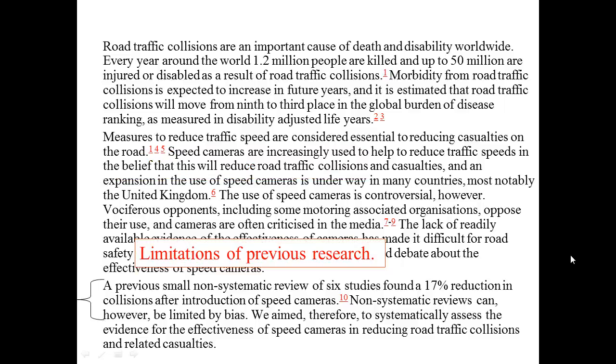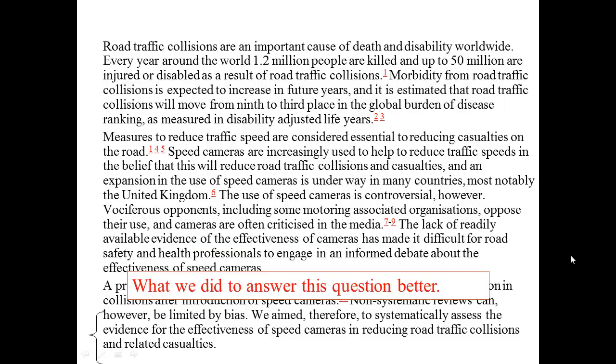And here are the limitations of previous research. Well, there hasn't been much research, and there was one small non-systematic review previously that looked at 6 studies. They did find a 17% reduction in collisions after the introduction of speed cameras, but there were probably a lot of problems with this study because it was a non-systematic review, and they tell you why non-systematic reviews might be biased. So what did they aim to do in this study? So we aimed, therefore, to systematically assess the evidence for the effectiveness of speed cameras. So they're going to do a systematic review, and that's going to improve on the non-systematic review that was done before, and try to tabulate the total evidence available about whether or not speed cameras really do reduce road traffic collisions and related casualties.